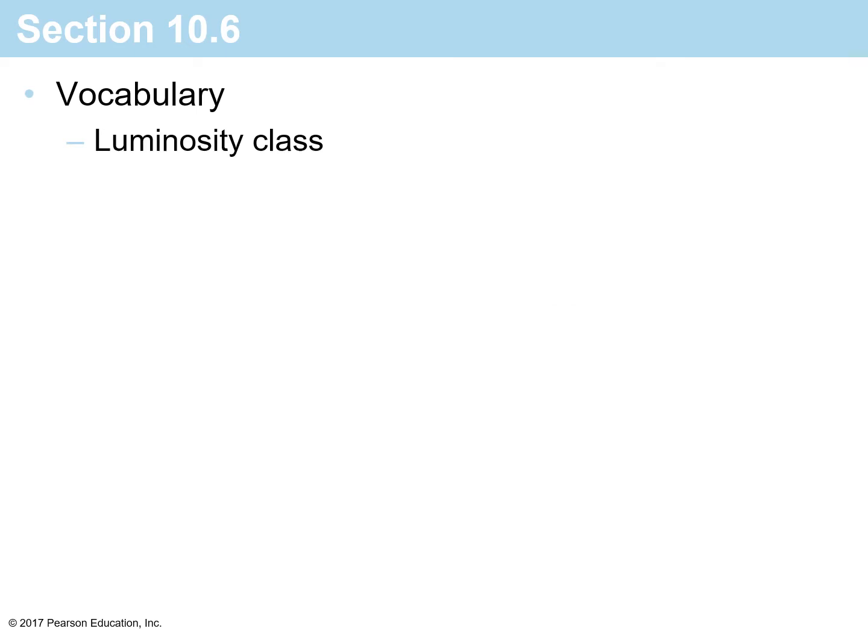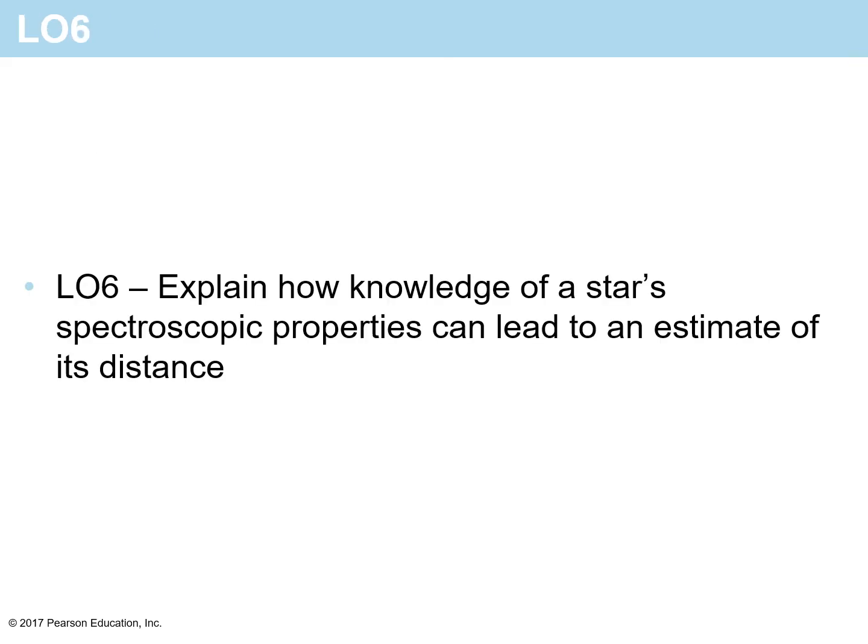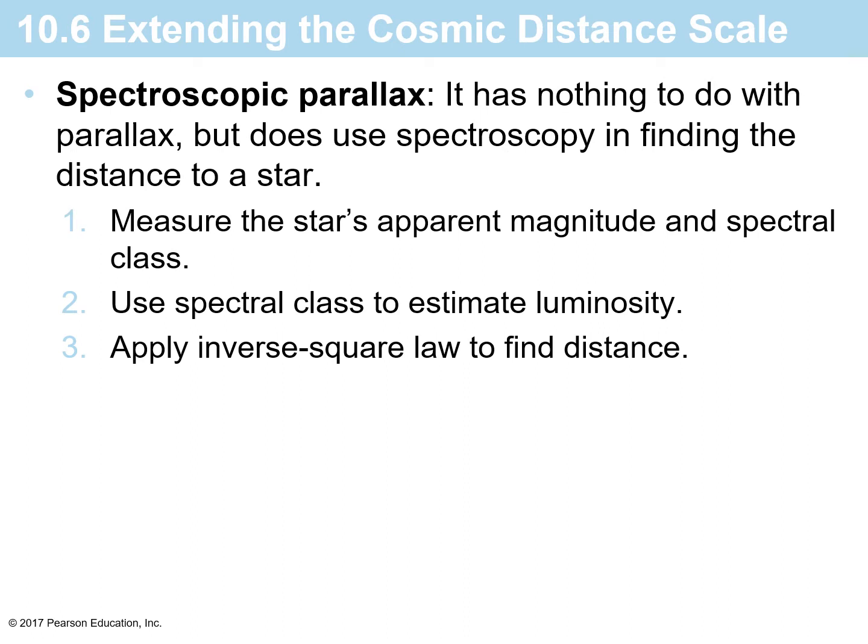Our vocabulary for this section, we're going to talk about luminosity class. And then once again, explain how the knowledge of a star's spectroscopic properties can lead to an estimate of its distance. All right, so spectroscopic parallax. It has nothing to do with regular parallax, but it does use spectroscopy to find the distance to a star. So here's the process.